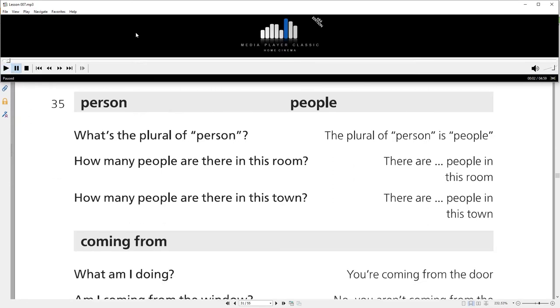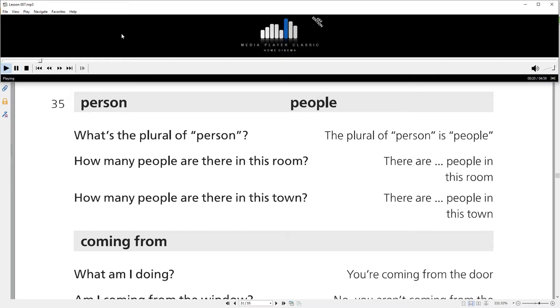Person. People. What's the plural of person? The plural of person is people. How many people are there in this room? There are five people in this room.